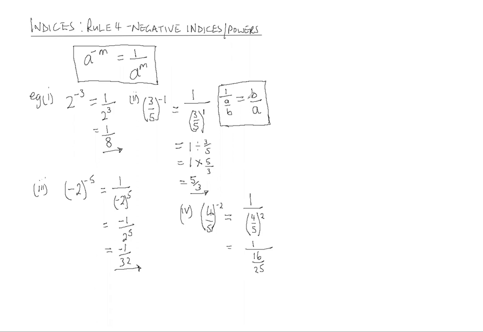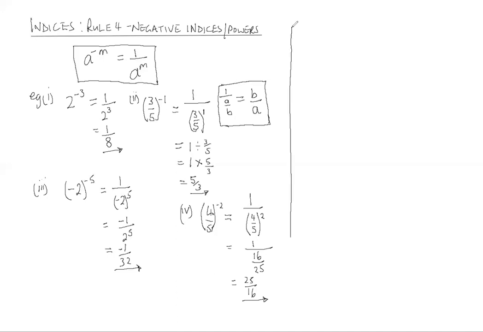And according to this rule, 1 over A over B becomes B over A. So similarly here, 1 over 16 over 25 becomes 25 over 16 straight away. We get our answer. Okay. So this is our rule number 4.